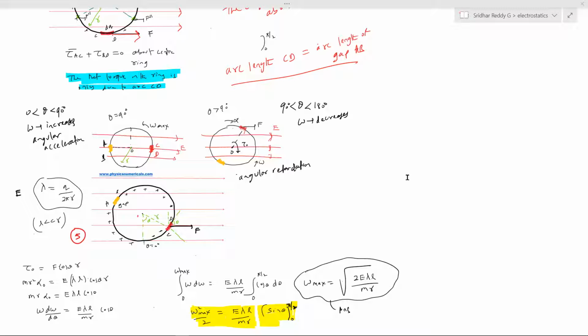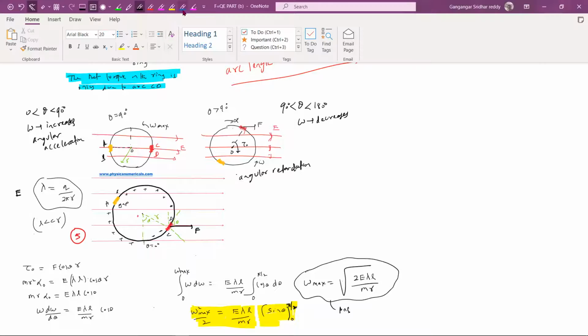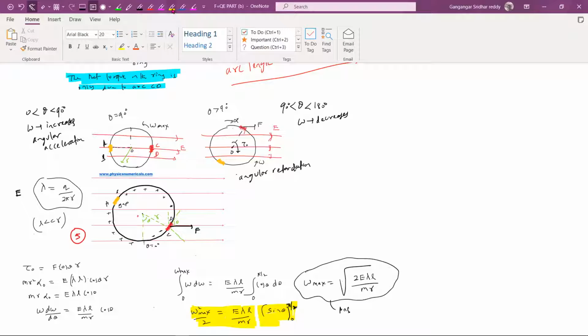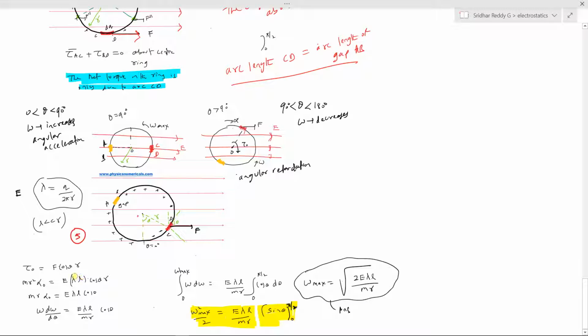Okay, let me come to this position. Let me take the pointer. I can explain easily. Oh, where is the green color one? Yeah. Is it visible? Hello? Yeah, no.